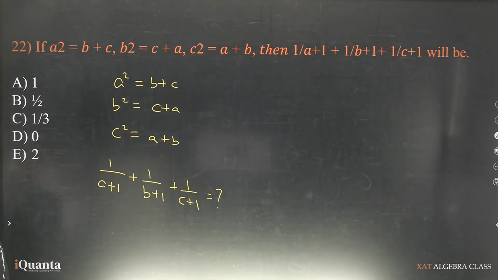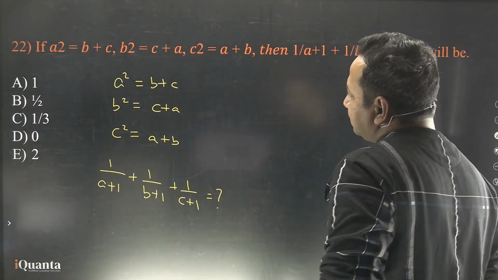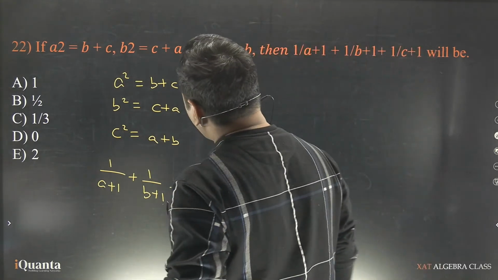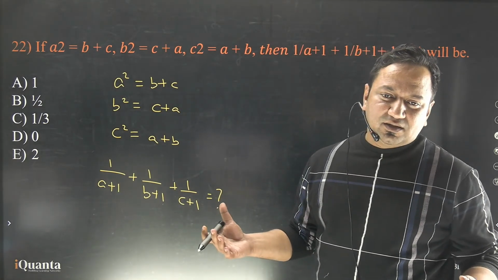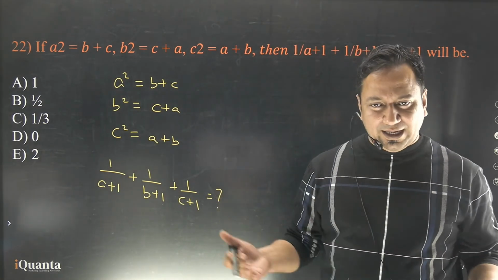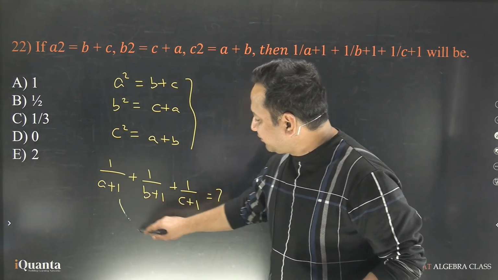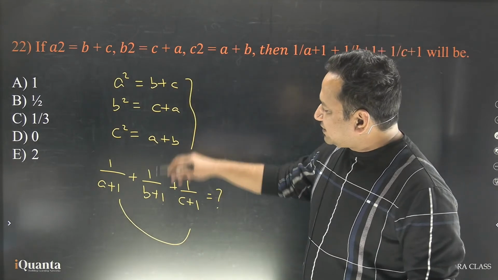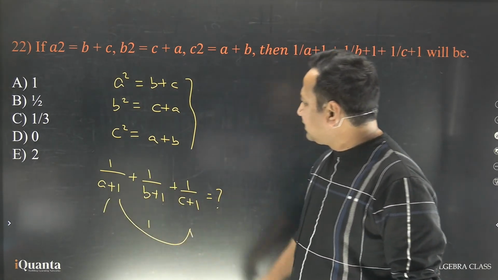Well, how to do this one? Now let's see how to do this. What we need to find and what do we have? This is the basic motto of life, not just maths. What do we have and what we have to find? We have these things. We need to find something which has a plus 1, b plus 1, c plus 1.